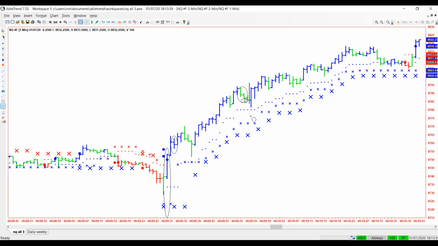Here's a sweet spot right here, because it went down, hit the blue dot, so get right back in on the sweet spot. There's your two green bars, and we'd be stopped out right about there, because the stop would go there. So that was another 15 points or so.